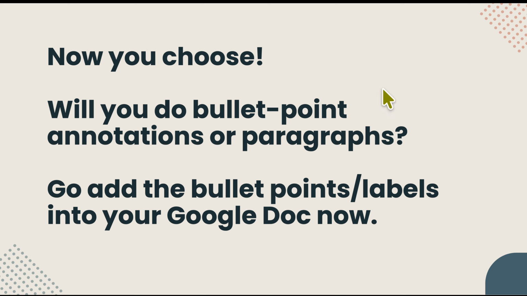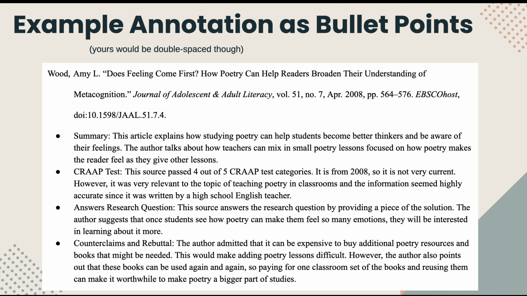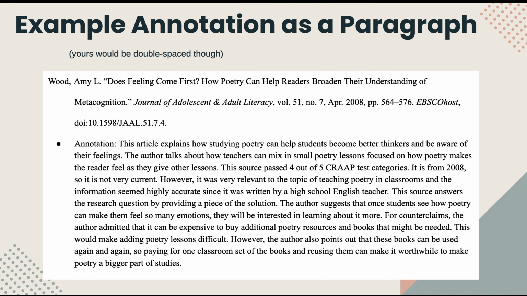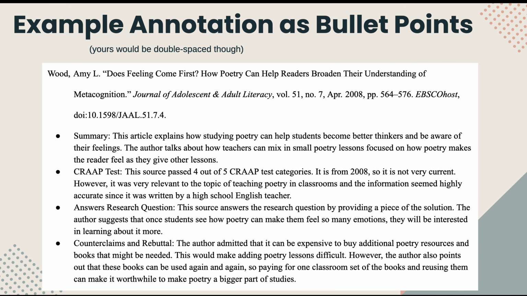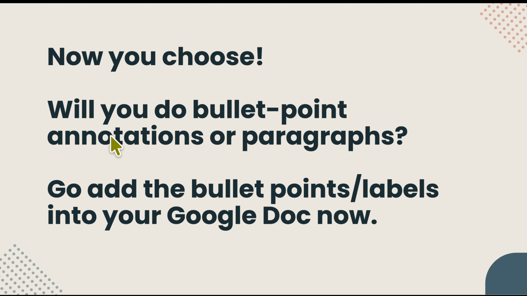So that was an example, kind of a breakdown of making these annotations. So now it's kind of your time to choose. Do you want your annotations, because you're doing one for each source, do you want it to be more of this bullet point style? Or do you want it to be more of a paragraph? You're writing the same stuff, just depends what works better for your brain. But make that choice now. And then I want you to go on to your Google Doc and kind of add in the points of where you're going to put these annotations.